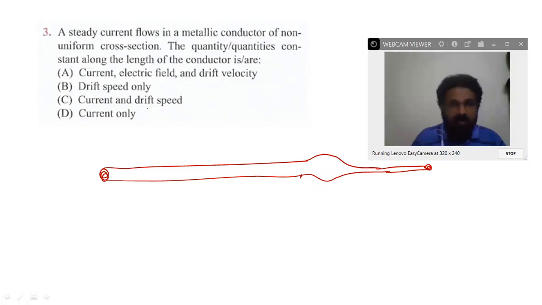Now what they are asking, what will be constant here? Is it possible electric field is constant, current constant, drift velocity is constant? All these are the question. Just comment your answers. What is your understanding? Let it be a mistake also, no worries. Even if you say wrong also, no issues. Just give a response.